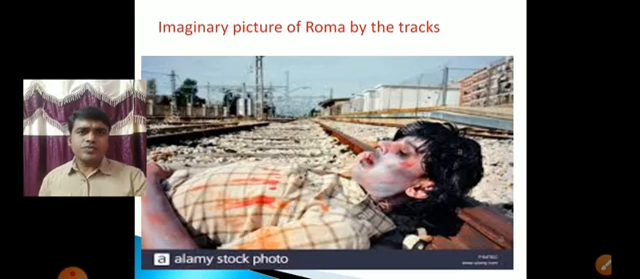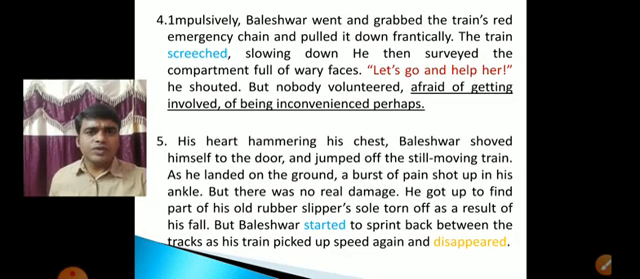See, by the track, children, by the track, in the sense that she was lying beside the track. Why was she fallen by the track? Because she lost her foothold and slipped from the moving train. She is senseless, children. Senseless in the sense that she fainted, lost her consciousness, and she was fallen by the track there. Have you understood, my dear children?